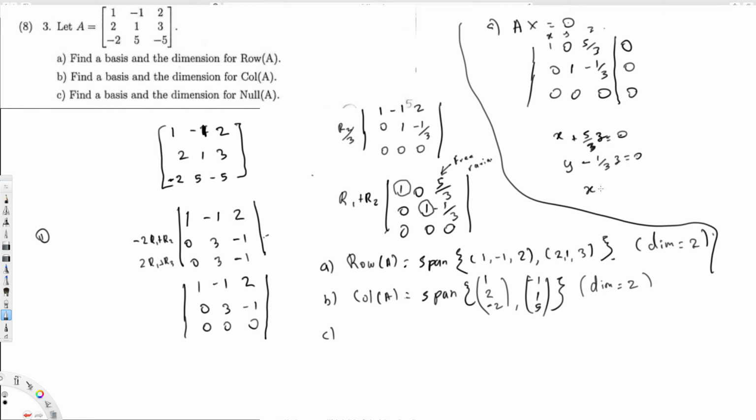Therefore I know x is equal to minus 5 over 3 z, and y is equal to 1 over 3 z. As I said before, we have x, y, z. The z is going to be my free variable because the column of z doesn't have any pivots. Therefore, z is my free variable. I have to write everything in terms of the free variable. Since we found x and y, the final answer is minus 5 over 3 z. This is my x. And 1 over 3 z is my y. And the final z is going to be z. So this is my final answer.